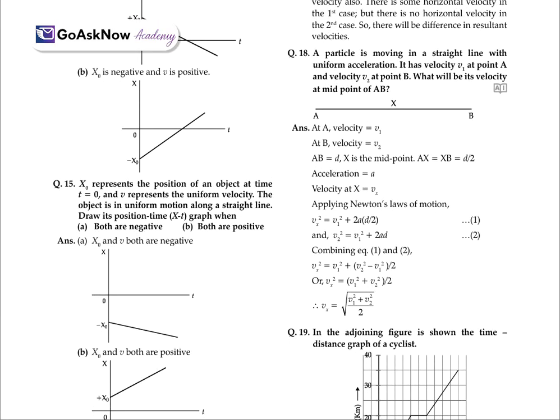So now I'm going to explain a different concept. Like see, x0 represents the position of the object at a time t0, and we represent the uniform velocity. The object is in uniform motion along a straight line. Draw the position-time graph, x and t, when both are negative and both are positive.